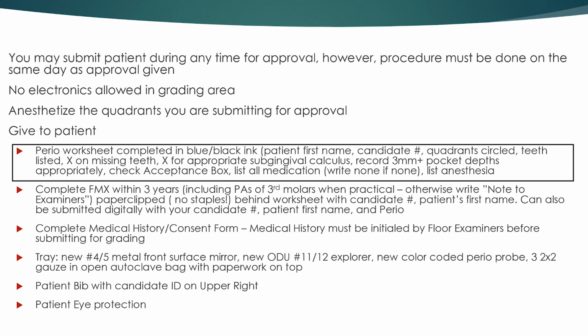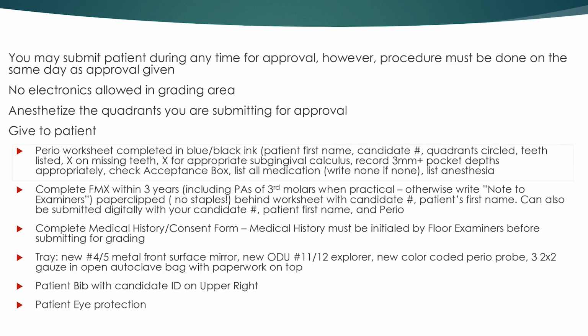On there, you'll put your patient's first name, candidate number, quadrants, circle the right quadrant, list the teeth, put X's on teeth that are missing, put X's for where there's subgingival calculus, and record all probing depths of 3 or greater. Then you will check the acceptance box and list all medication. If there is none, write none. Also list the anesthesia that was given.